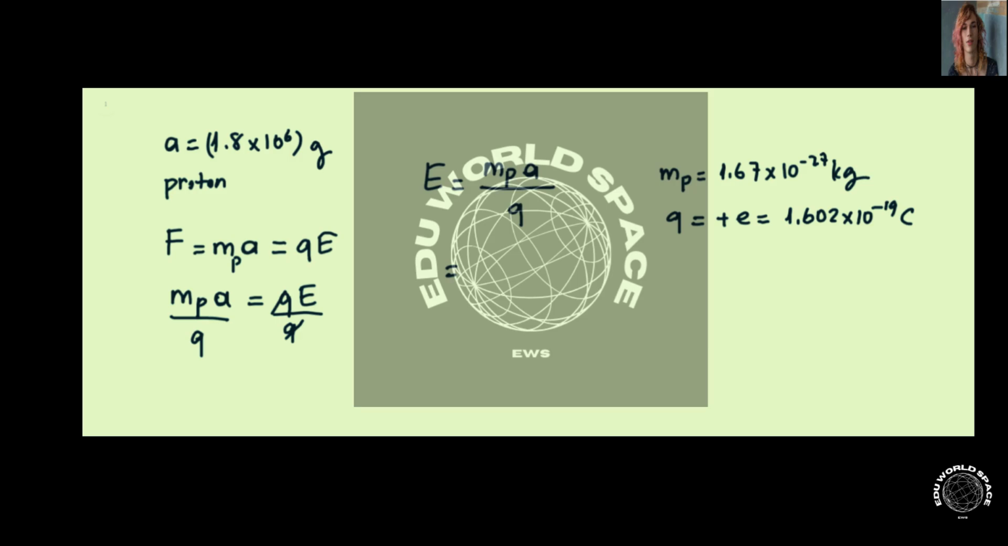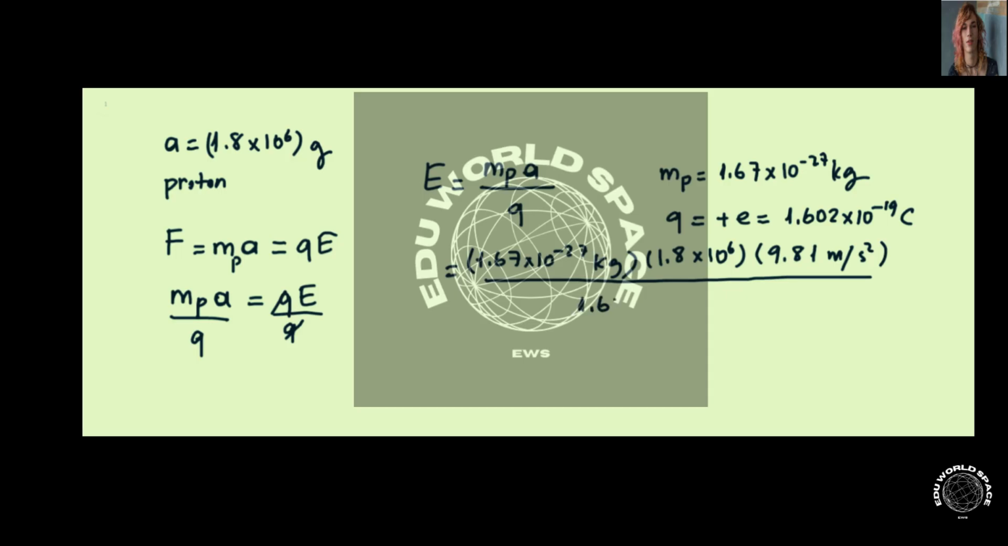So then when we plug everything in here, 1.67 times 10 to the power negative 27 kilograms times the acceleration, being 1.8 billion g's, g being 9.81 meters per second squared, right? And then in the denominator we have 1.602 times 10 to the power negative 19 coulombs. From here, the strength of the electric field turns out to be 0.18 newtons per coulomb.